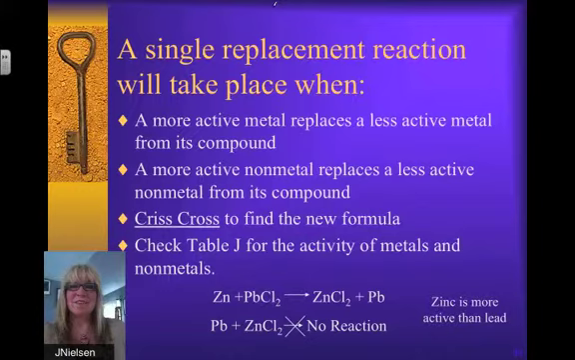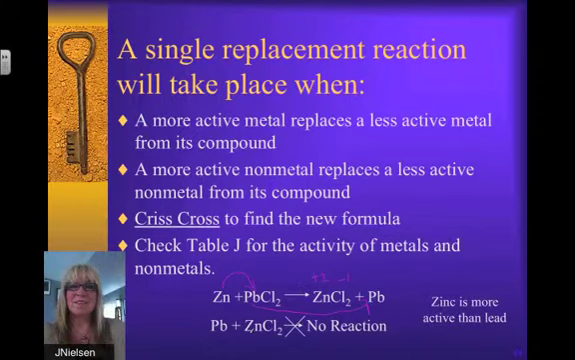Here's an example of a single replacement reaction where the more active metal replaces the less reactive metal. Again, we go to table J. Zn is above Pb. Therefore, Pb gets kicked to the curb and Zn takes its place. And remember, when the new compound forms, Zn with Cl, you don't just bring this Cl2 over here. This is a +2 charge, a -1. We have to drop and cross.